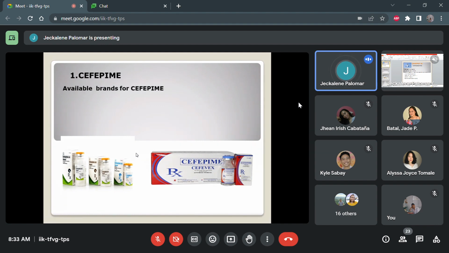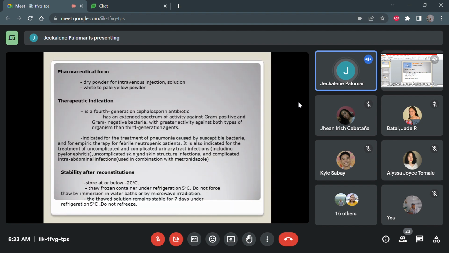First is cefepime. The brands are the following: Cefevex 1 gram vial, and Axera 500 milligram, 1 gram, and 2 grams.